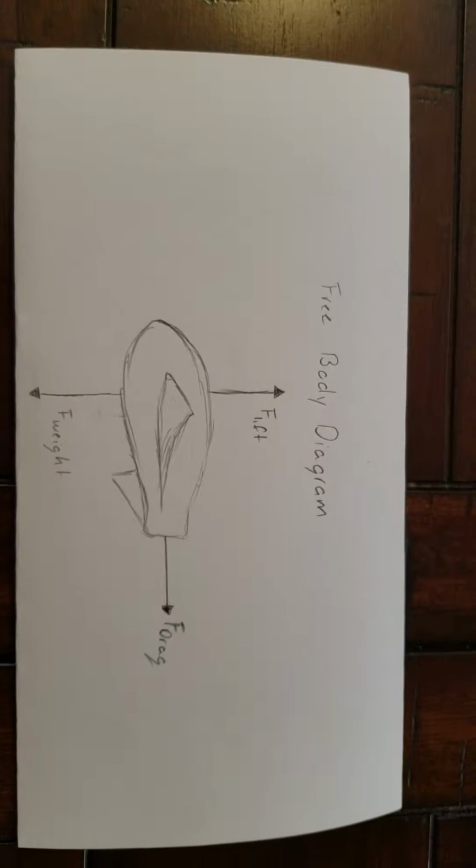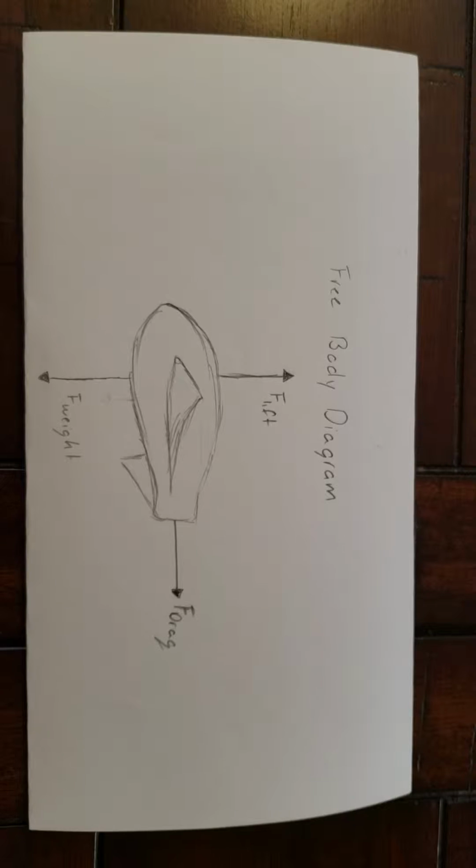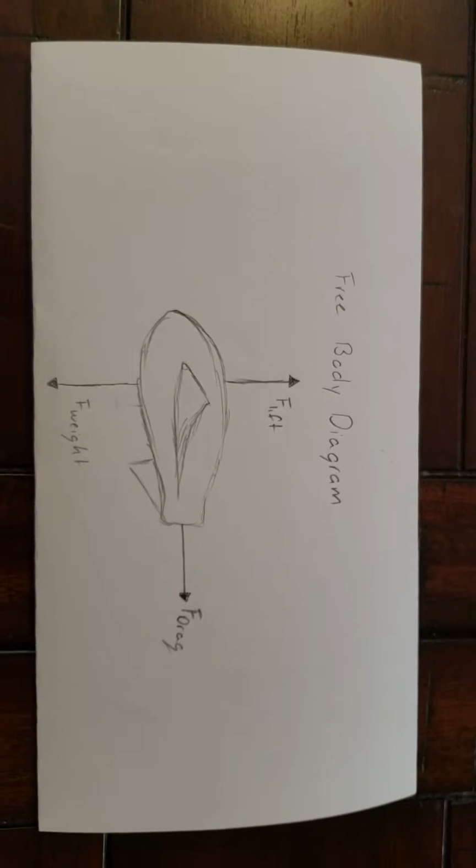Hello, today I'll be talking about the physics of my mimic, which is supposed to be a glider. Now, gliders have three forces acting upon them, as seen in this free body diagram below. It has the force of the lift, the force of the weight, and the force of the drag.